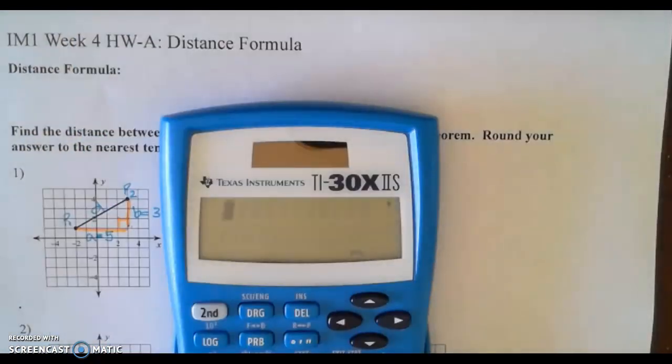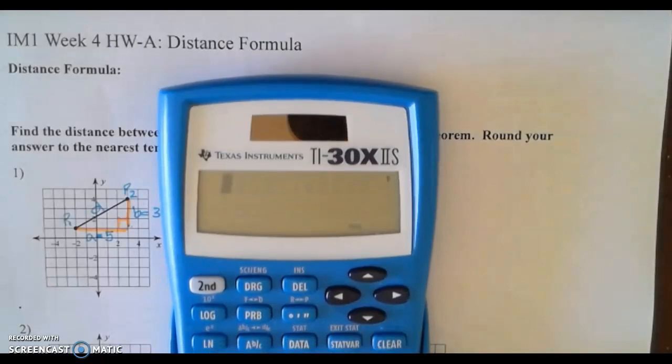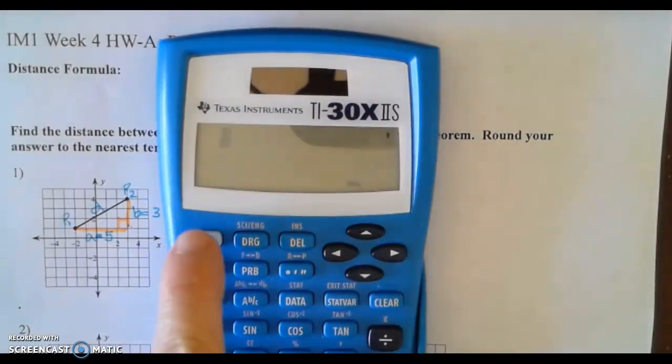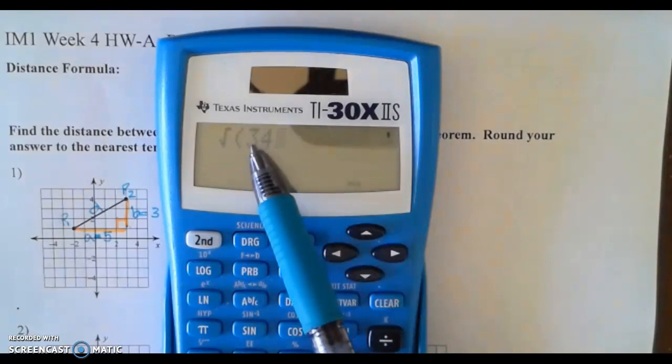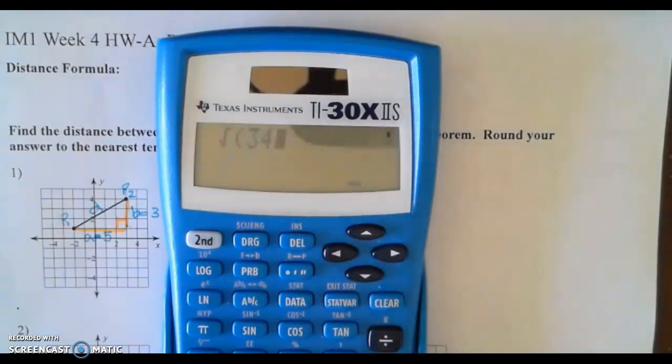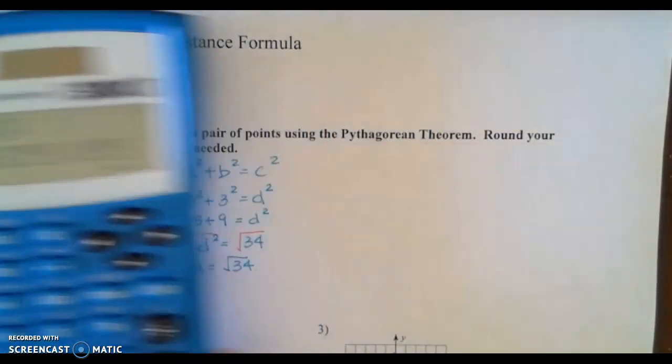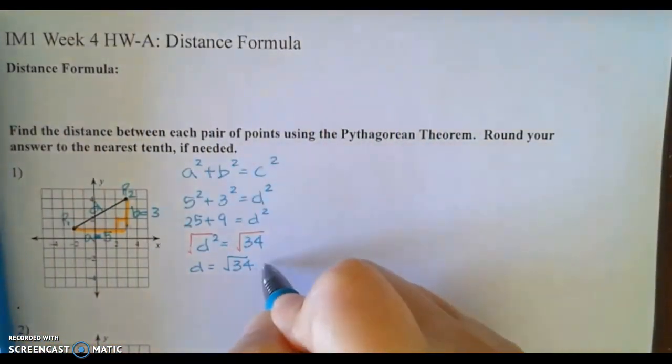Okay, minor technical difficulties, but we're back on track now. Let's try that again. So I need to do second square root, and now that number 34 is inside the square root sign, and then enter, and I get 5.830595, and so on. So let me just write that first.